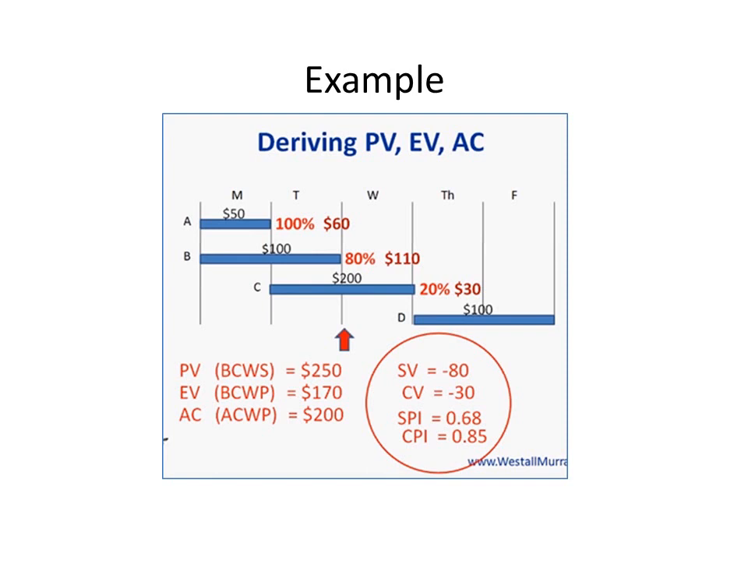So a worked example here, how to calculate SV and CV, and from that we can calculate the SPI and the CPI. Now both the CPI and the SPI are less than 1, which isn't good. It means we're likely to have schedule and cost overruns.